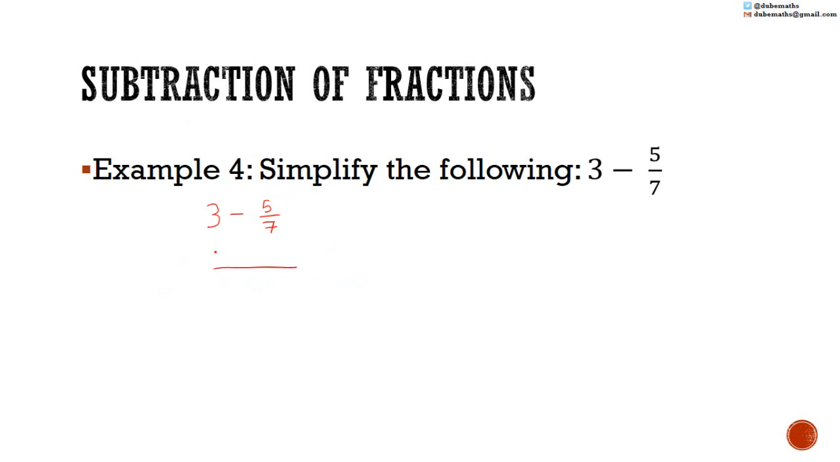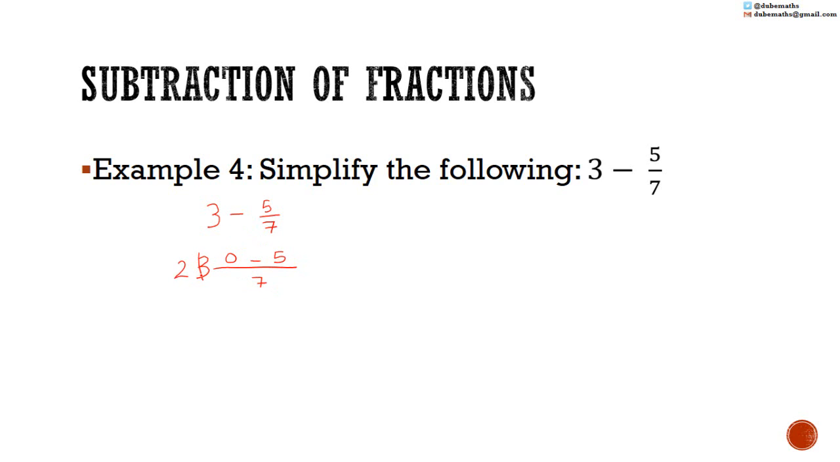3 take away 0 whole number is equal to 3. And we have no whole number here. In essence, it's 0. We have 0 over 7. Take away 5 over 7. When we have 7 and nothing else, then we use 7 as the LCM. 0 cannot take away 5 to leave a positive whole number, so we borrow 1 from the 3. We borrow 1 from 3, left with 2.